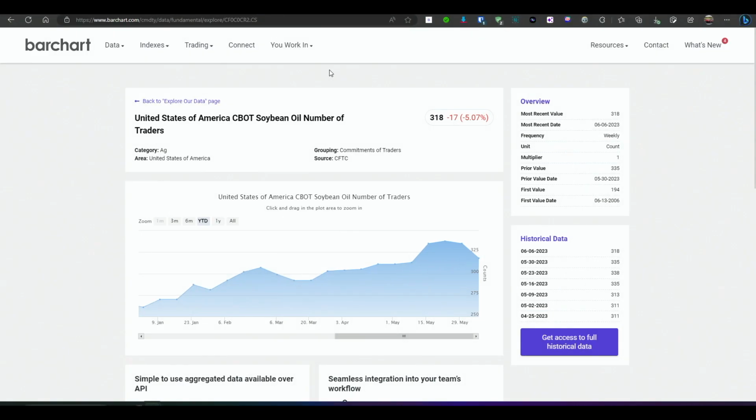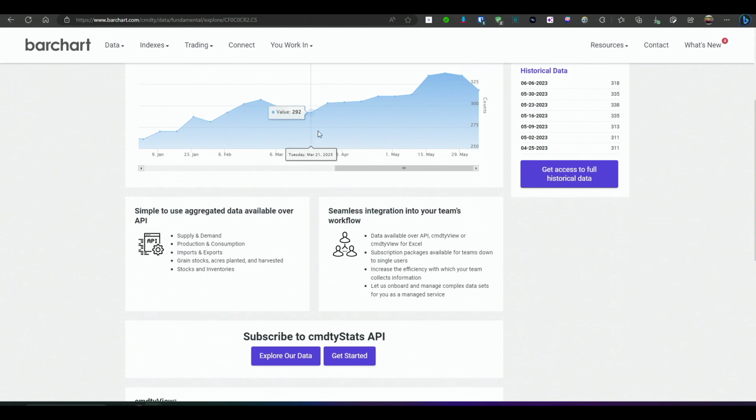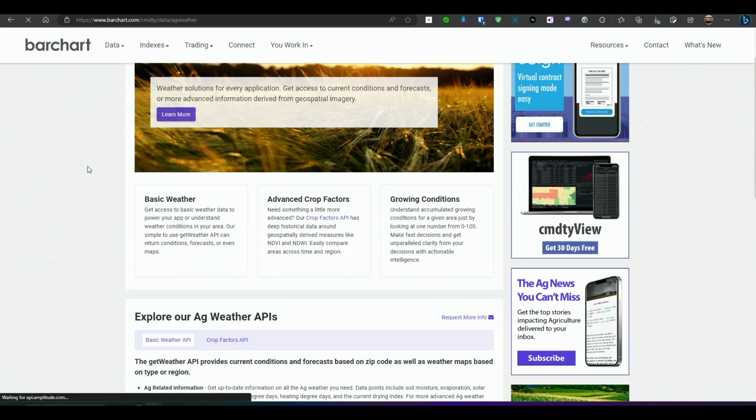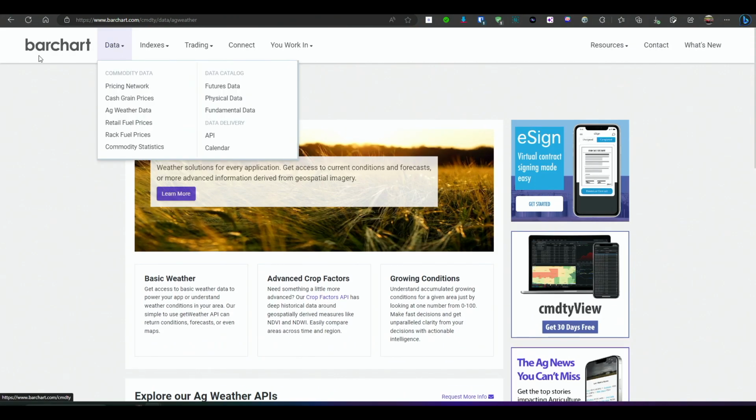Not only that, you can also upload, for example, alternative data. So for example, this is the CBOT soybean oil number of traders. So you might get a pattern out of this data. Now, of course, if you go here, there are many alternative data featured. So look at this, the agriculture weather. And this is, of course, not free, but you can see how you can build many patterns in alternative data.